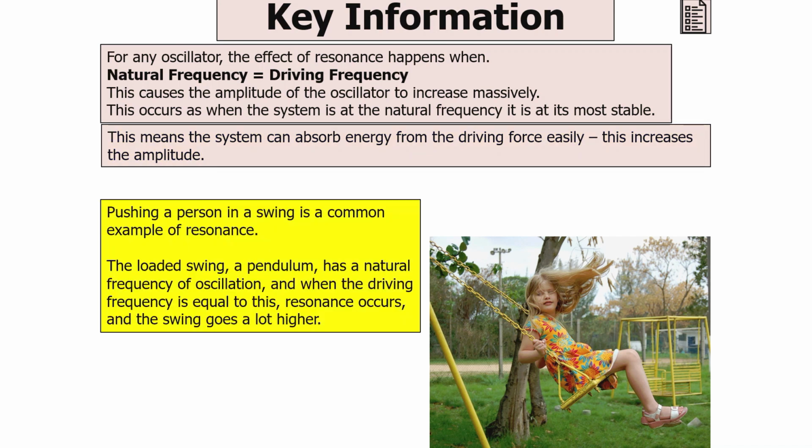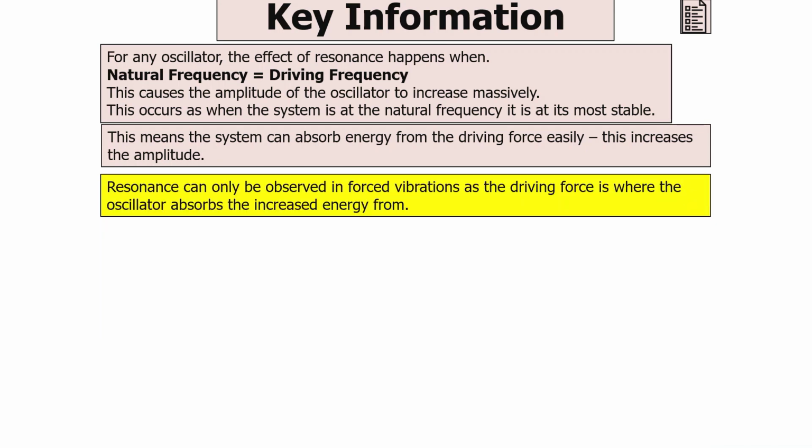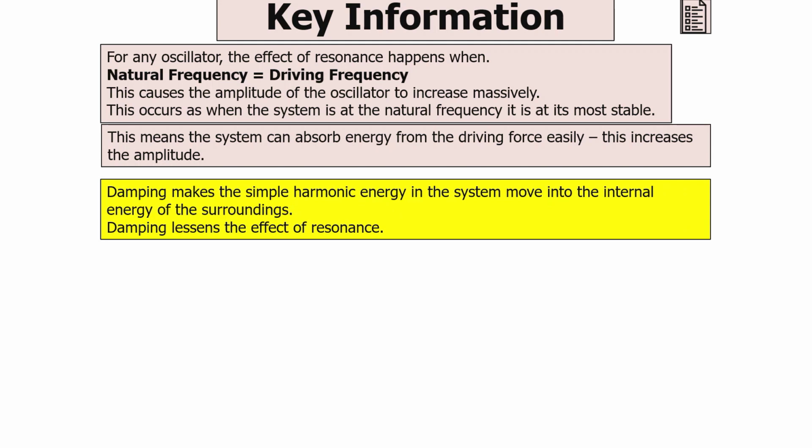Now pushing a person in a swing is a common example of resonance. The loaded swing, which is a pendulum, has a natural frequency of oscillation, and when the driving frequency is equal to this, resonance occurs and the swing goes a lot higher. Now, resonance can only be observed in forced vibrations, as the driving force is where the oscillator absorbs the energy from. Now, damping makes the simple harmonic energy in the system move into the internal energy of the surroundings.